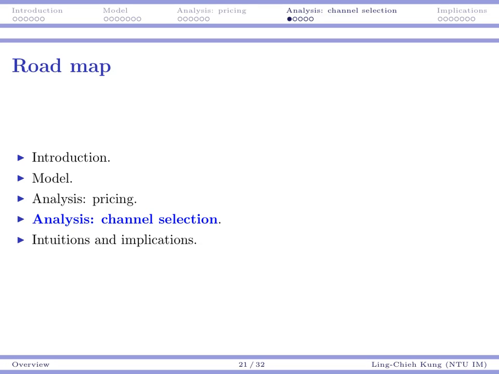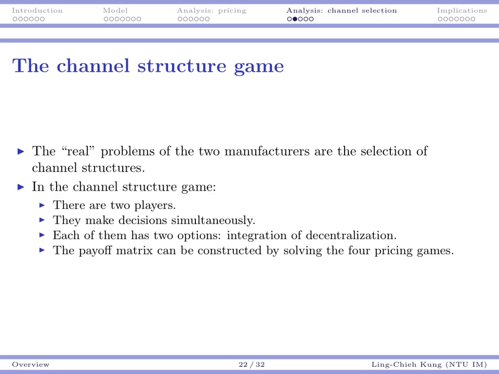Okay, so now let's solve the channel selection problem. As we mentioned, the two manufacturers really want to set their channel structures. So we somehow say this is the real problem they want to solve. In the channel structure game, there are two players. They make decisions simultaneously, and then each of them has two options or two actions to choose: integration with a company store or decentralization with a franchise store.